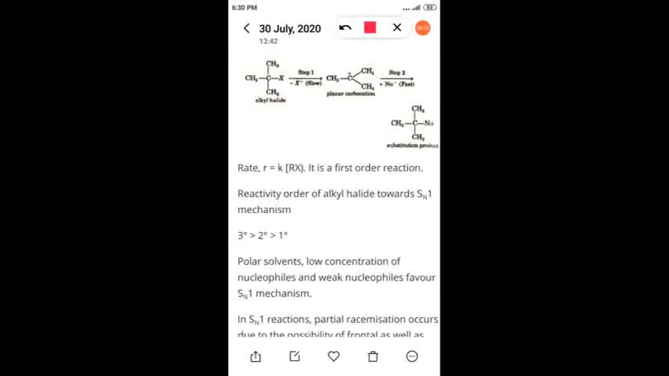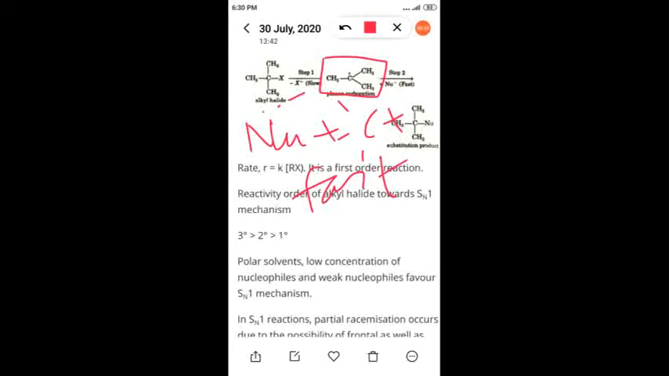This reaction takes place very slowly, and the formation of carbocation takes place. Now this carbocation again undergoes the process of nucleophilic substitution. So the nucleophile attacks the carbocation, that is the tertiary carbocation, in a very fast reaction. This reaction is very fast because this is a carbocation and this is electronegative. The carbocation reacts with the nucleophile very fast.